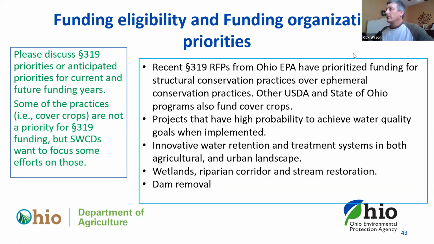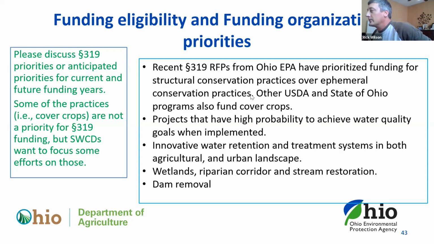Funding eligibility and funding organization priorities. Please discuss 319 priorities for this and future years. Some practices like cover crops are not a priority for 319 funding, but SWCDs want to focus some of those efforts. So real quick, and a lot of this comes from the RFPs that we put out, 319 RFPs have prioritized more recently funding for structural conservation practices over ephemeral conservation practices. Like the ephemeral would be ones that this year I managed my nutrients differently, or this year I didn't till, or this year I planted cover crops. Next year, it could be back to the same.